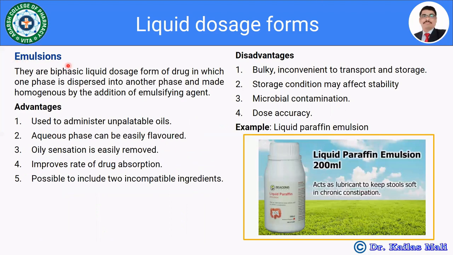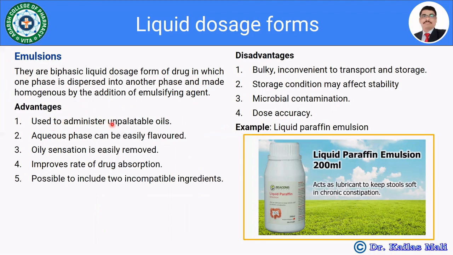Moving towards the emulsions. Emulsions are biphasic liquid dosage forms of a drug in which one phase is dispersed into another phase and made homogeneous by the addition of an emulsifying agent, that is known as the emulsion. Let us see the advantages of emulsions.